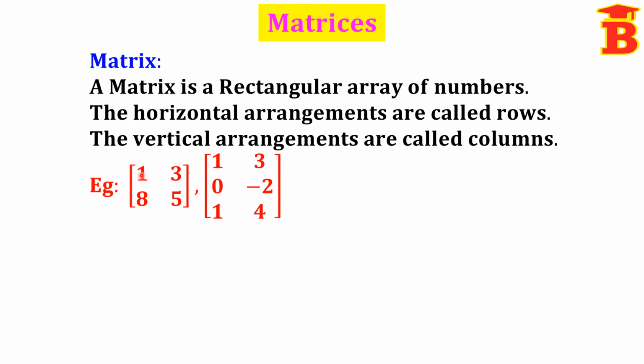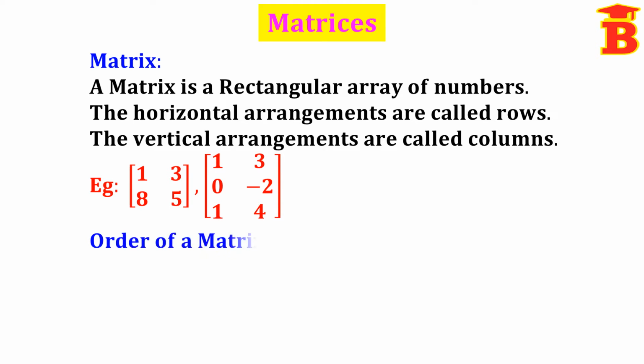See the example. So it's a rectangular form of arrangement of numbers and we have to put the bracket like this. So arranging numbers in rectangular form within bracket is called matrix. Here the horizontal lines, for example, here first line 1, 3, this is called row. The vertical line, for example, here this vertical line 1, 0, 1, this is called column.